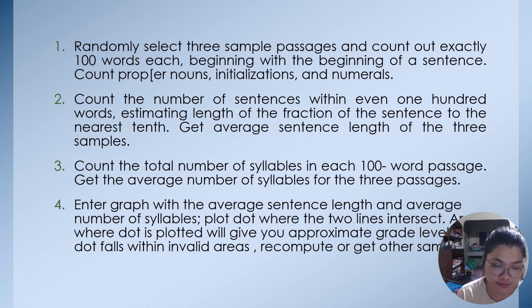The fourth part is to enter the graph with the average sentence length and average number of syllables. Plot where the two lines intersect, and the area where the dot is plotted will give you the approximate grade level. If the dot falls within the invalid or gray areas, recompute or get another sample. So add the 3 totals and divide by 3 to get the average. Do this for both the syllable and the sentence column.